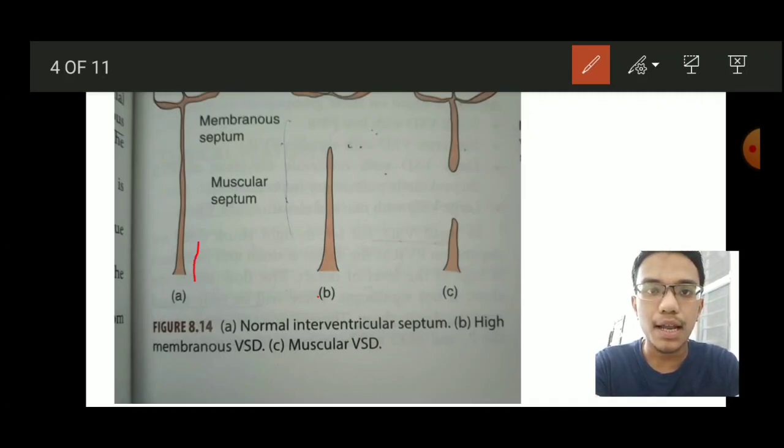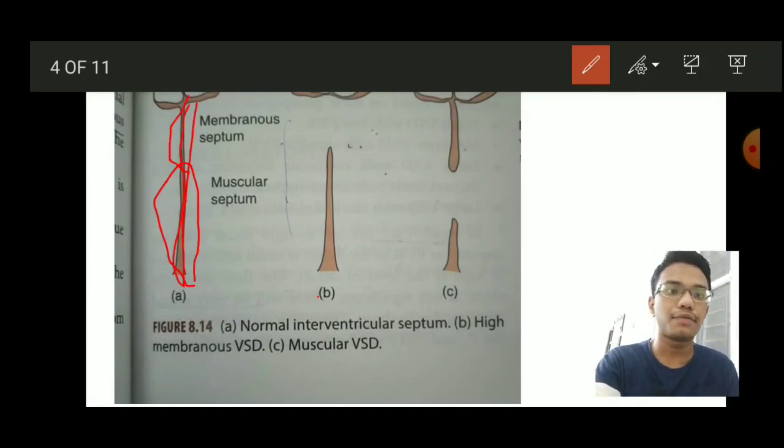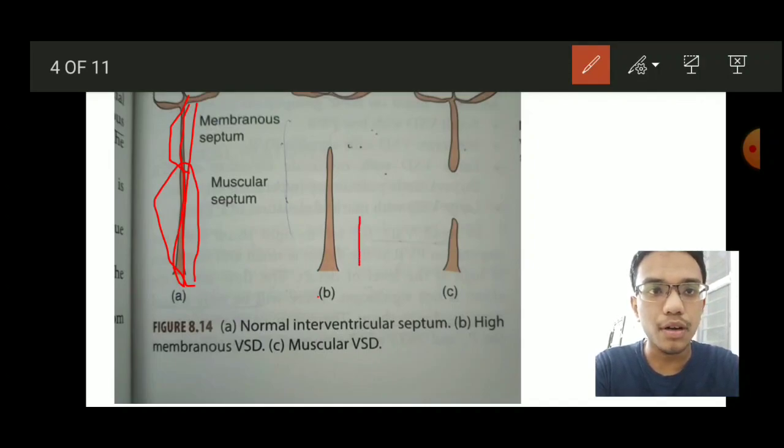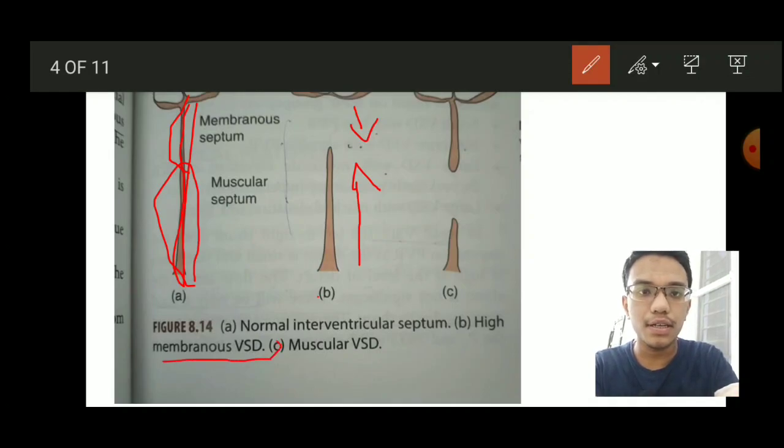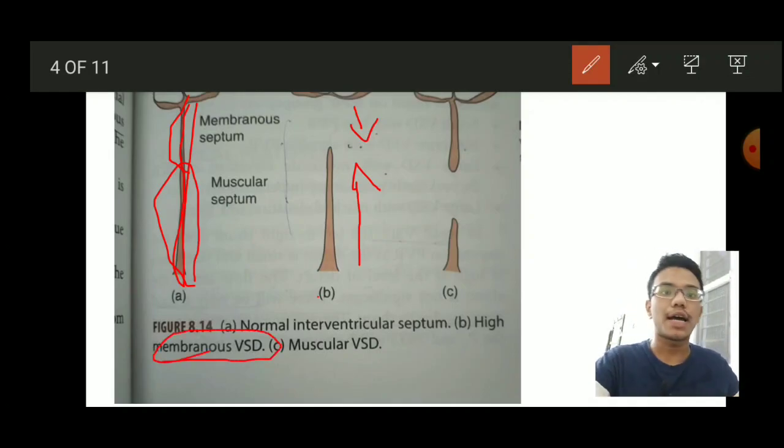The muscular septum is arising above normally and the membranous septum is descending below and getting totally fused. So it's a normal interventricular septum. But you can see in B here, the muscular septum is arising above normally, but the membranous septum is not descending at all. So that is the cause of membranous VSD. You can see here it is the membranous VSD, or high membranous VSD, or just you can say membranous VSD, in which the membranous septum is not descending properly.